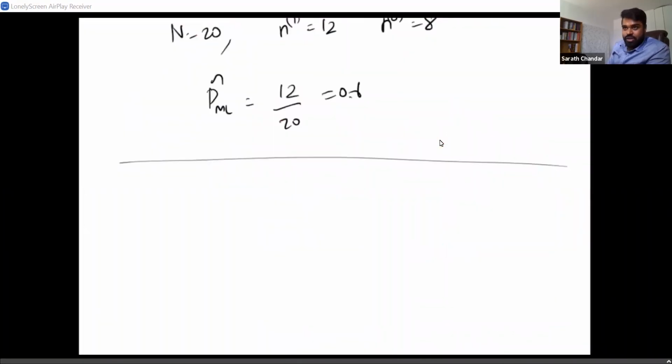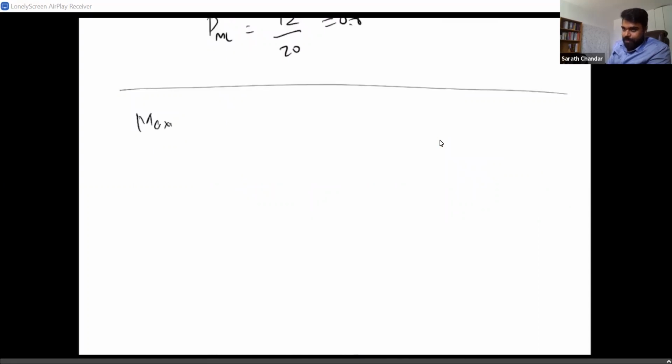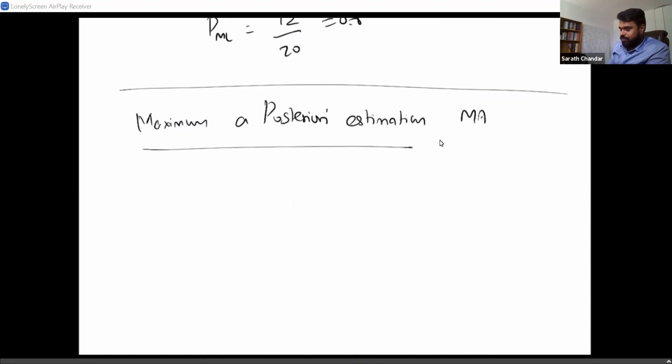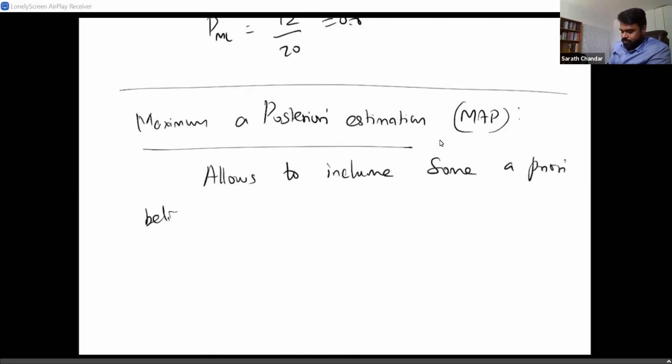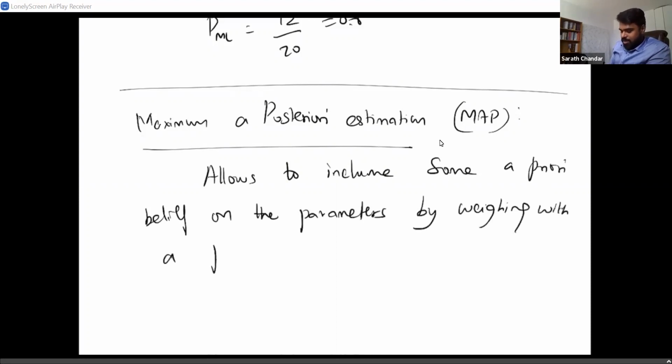So our second estimator is called maximum a posteriori estimation, or MAP. MAP basically allows you to include some a priori belief on the parameters by weighing with a prior distribution P of theta. Okay, so how do we do that?